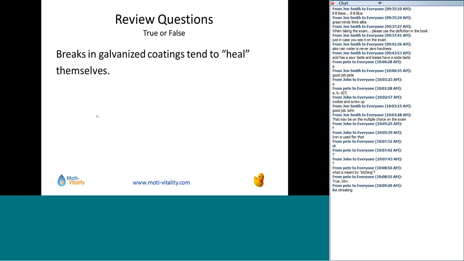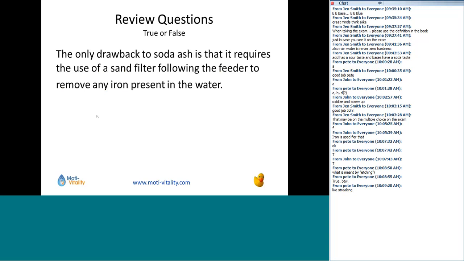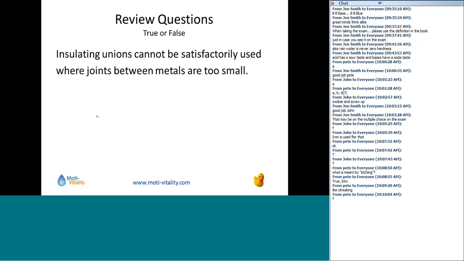In this one, breaks in galvanized coatings tend to heal themselves. That is true. The only drawback to soda ash is that it requires the use of a sand filter following the feeder to remove any iron present in the water. That's false. Insulating unions cannot be satisfactorily used where joints between metals are too small. That's true.